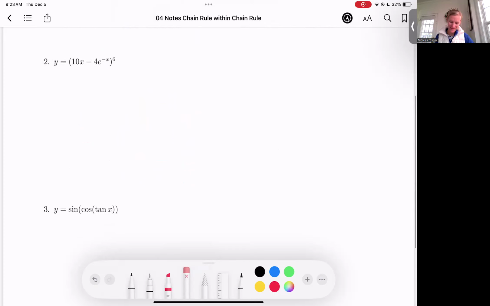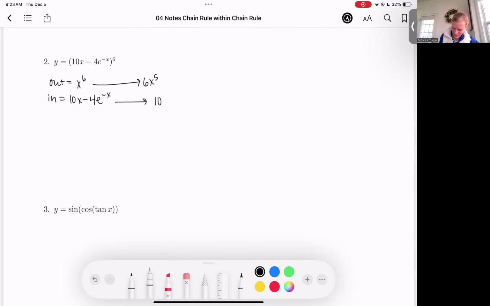Okay, so let's look at this one. So again, this looks like a chain rule. My outside function, or usually easier to find the inside function. The inside function here looks to be the 10x minus 4e to the negative x. The outside function, that is x to the 6th. The derivative of the outside function, 6x to the 5th. The derivative of the inside function, I get 10.